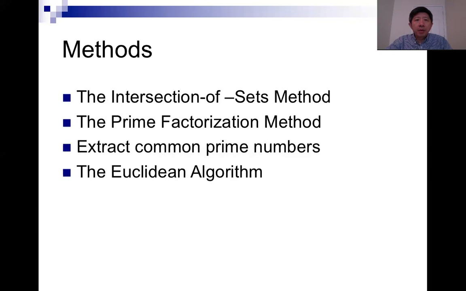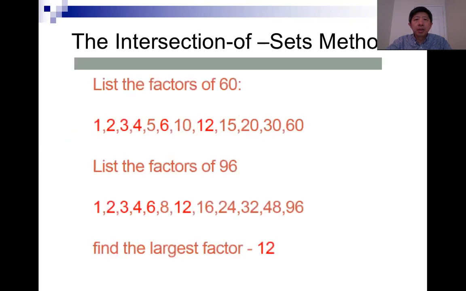A couple of methods we can use to find the GCF: the intersection of sets method, the prime factorization method, extract common prime numbers, and the Euclidean algorithm. The first method is the intersection of sets method. Here, I would like to find the GCF of 60 and 96.